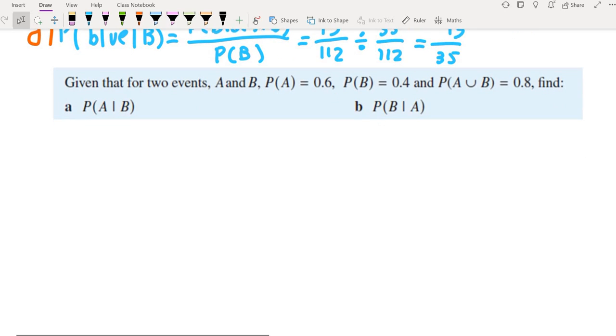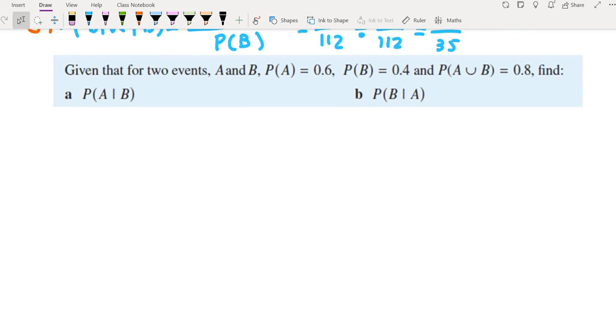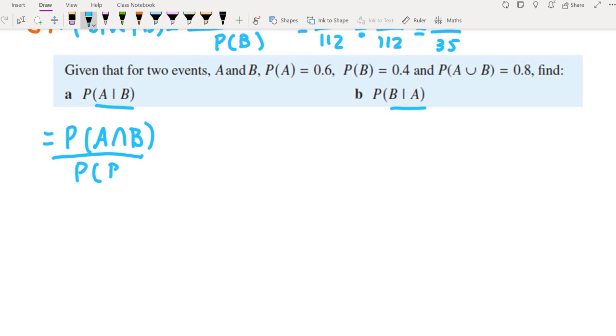Alright, next question. We're given almost no context, but we're given a bunch of different probabilities, and we're asked to find A given B and B given A. So this is just a matter of knowing what to use. So I'll just set this up. The probability of A given B is going to be the probability of A intersection B over probability of B, and I'll set this one up as well. So this is the probability of B intersection A, or A intersection B, the same thing, over the probability of A.